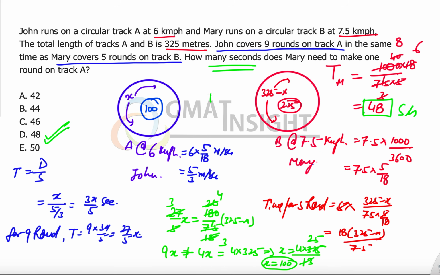I hope that helps. D option is the correct answer. So the methodical approach is how I have tried to explain in as much detail as possible.